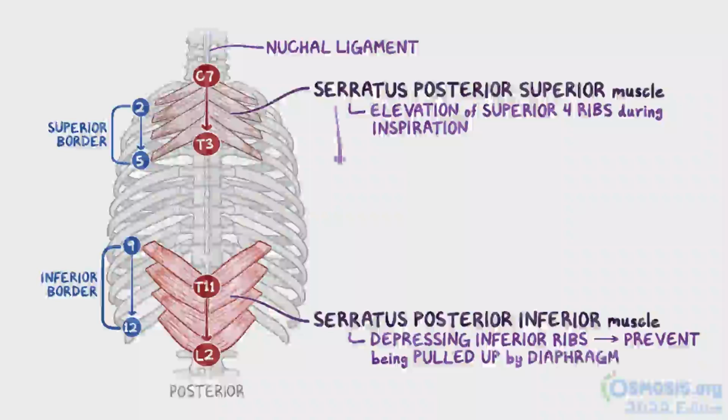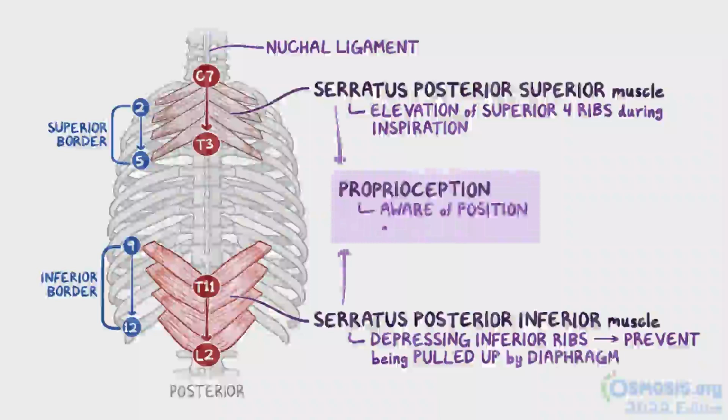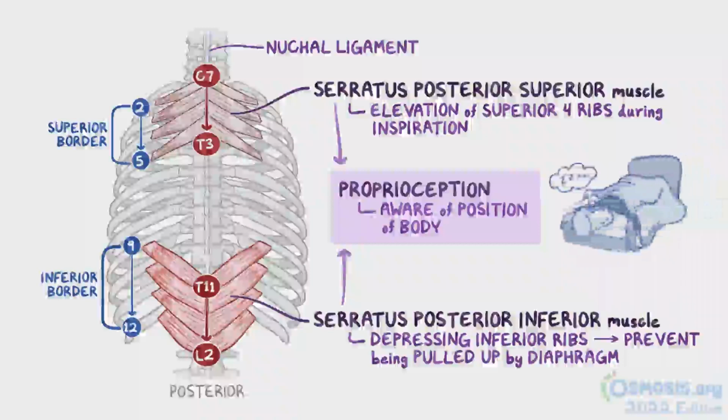Both of these muscles have been shown to have a role in proprioception, meaning that they might make you aware of the position of the body. For example, when you're lying in bed with your eyes closed, these muscles, among others, could send signals to the brain regarding where you are and what your position is in relation to the bed.